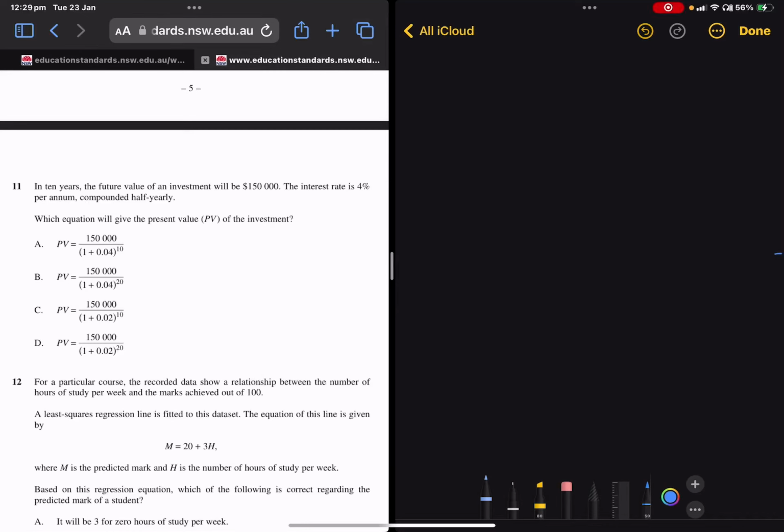Now let's take a look at some more questions from the 2022 HSC Standard 2 Maths paper. So we have multiple choice question 11. In 10 years, the future value of an investment will be 150,000. The interest rate is 4% per annum and this is compounded half yearly. Which equation will give the present value of the investment?